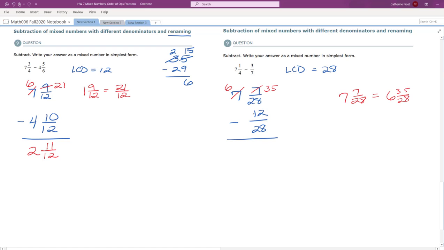5 minus 2 is 3, 3 minus 1 is 2. So what is that, 23 over 28? And then 6, this time would just be minus 0, is 6. So 6 and 23 over 28 is simplified, so this is our final answer. By the way, it's kind of coincidence that we got 11 out of 12 before. The numerator is exactly one less than the denominator. That's not always going to happen. But yeah, anyway, just double check that it's simplified.